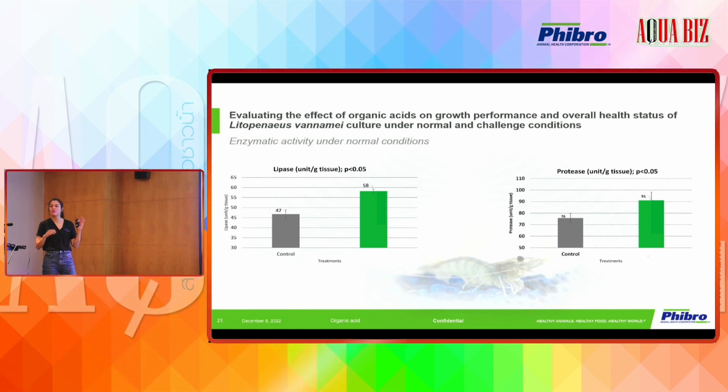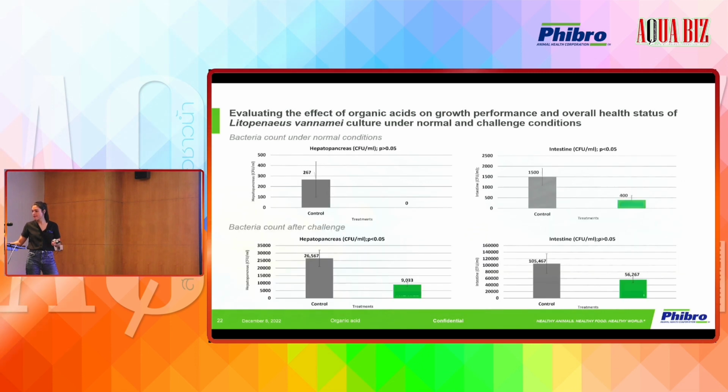And I'll say that for lipase, when I see elevated results, due to the fact that shrimp have a very limited amount of lipids that can be included in their feed formulation, seeing enhanced enzymatic activity for lipase means that the shrimp can make the best out of the available lipids that we have in the diet. So I really like to see that. And of course, the same for protease, due to the fact that protein is such an expensive ingredient in the feed formulation.